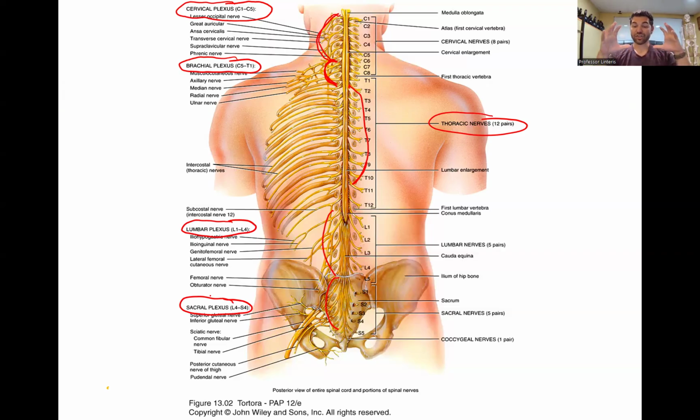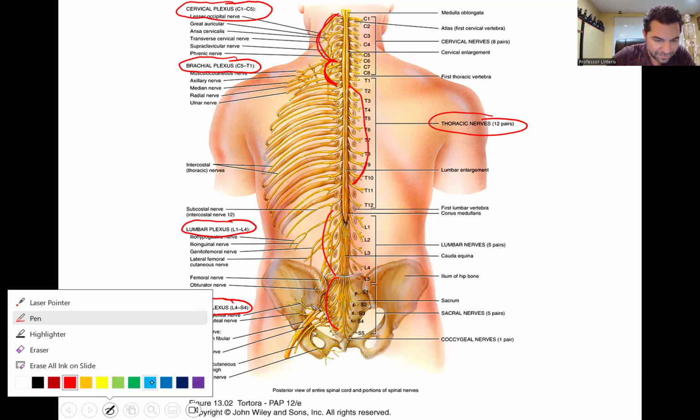So looking at the generalized picture, each area of the spinal cord has groups branching off of it, and they're called plexuses. The plexuses I want you to know are the cervical, brachial, lumbar, and sacral. We do not have a thoracic plexus. We just have thoracic nerves, right?